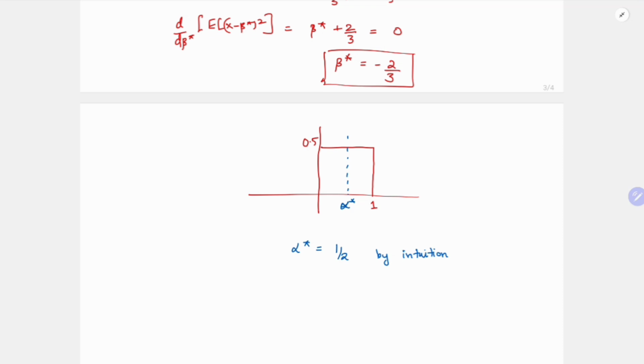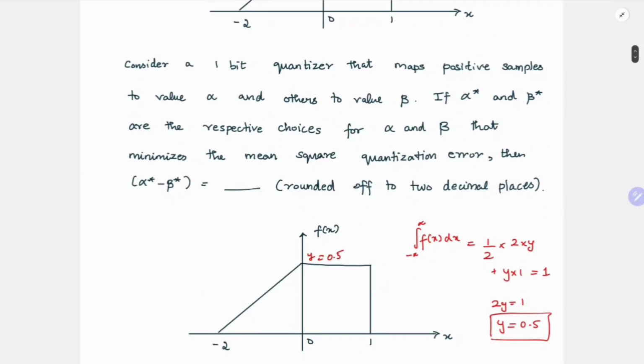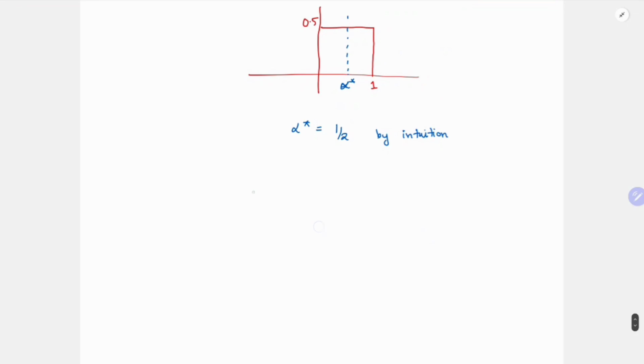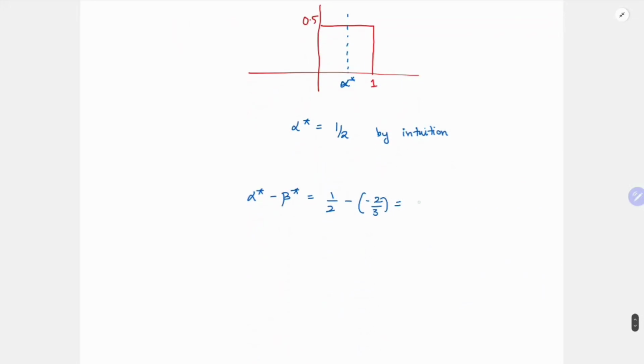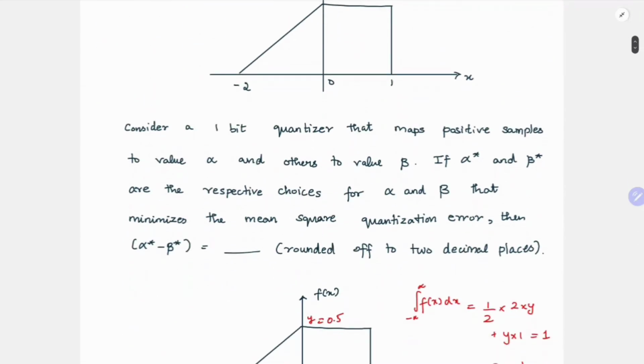So now you have both your beta star and alpha star. What they're asking us to find is alpha star minus beta star. So you need to take care of the signs also. So it is 1 by 2 minus of minus 2 by 3, which is equal to 1 by 2 plus 2 by 3, which is 3 plus 4, 7 by 6. So this is equal to 1.167. Rounded off to 2 decimal places, it is 1.17.